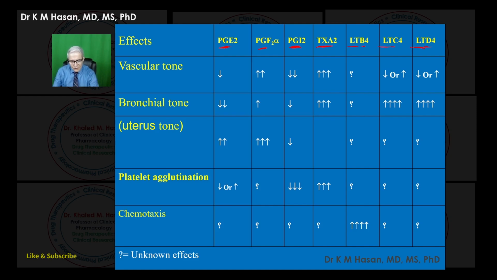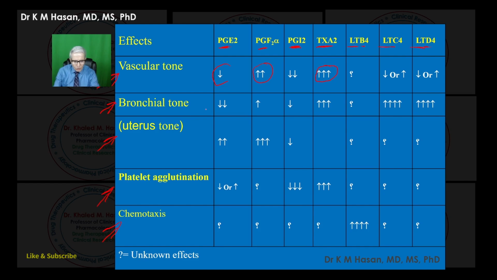We look at the effect of these mediators on organs, cells, and tissues: the vascular tone of the blood vessels, the bronchial tree, the uterus, platelet function, chemotaxis, and some unknown effects. In general, prostaglandins cause vasodilation. We have one exception: thromboxane A2 causes vasoconstriction, and F2 alpha also causes vasoconstriction.